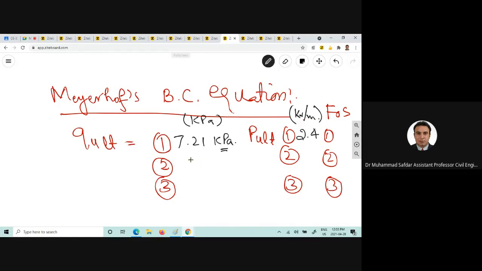So there's Adil Khan, Asim. Sir, Q ultimate is equal to 543 kilopascal. Good. Okay. What else? How about the P ultimate? Ashad, please confirm because we are getting a huge difference. Okay, sir. Let me confirm.